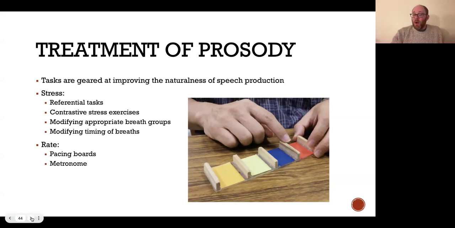And then you can also work on modifying the timing of their breath so that their timing seems a bit more natural. And then as far as rate goes, you can have a pacing board like is pictured there, or a metronome. The point of that is to keep that person on time so that they're not speaking too slow or too fast. You're going to have to work with your patient to kind of figure out what their most optimal rate is. But those are different methods that you can use.